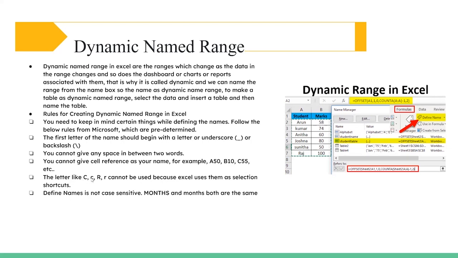The letters capital C, small c, capital R and small r cannot be used because Excel uses them as selection shortcuts, like Control C. Defined names are not case sensitive. Months and months, the capital and the small, are both the same. Okay, let's see how we work with it.